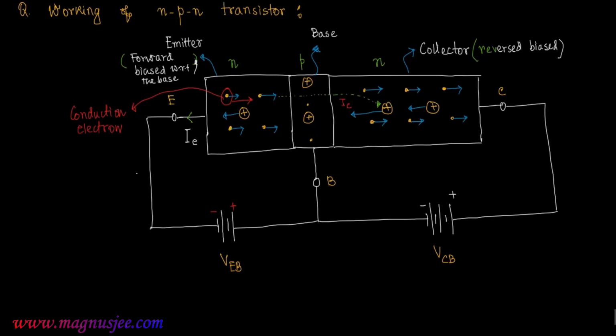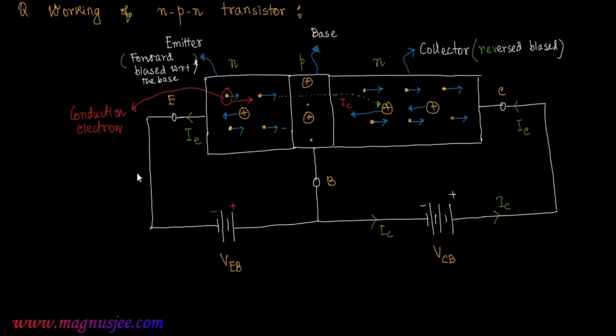Holes are traveling in what direction? Holes are traveling towards the left, towards the base, and collector current will be flowing in the same direction. So this is the direction of collector current, which is IC, and emitter current is IE. Here we can denote the emitter current, which is IE. Collector current will be flowing in this direction, collector current IC.